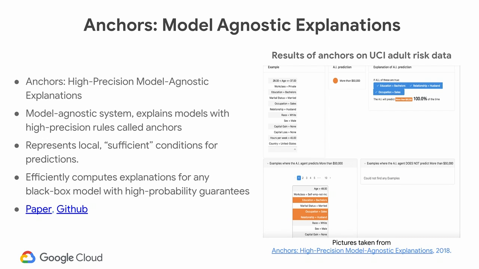The second one is an innovation on LIME, called anchors, which is also a model-agnostic explanation tool. It basically generates logic and rules around transactions; these high-precision rules are called anchors, and they present local sufficient conditions for these predictions. I have linked the paper and the GitHub. It's all open source, by the same authors that wrote LIME.